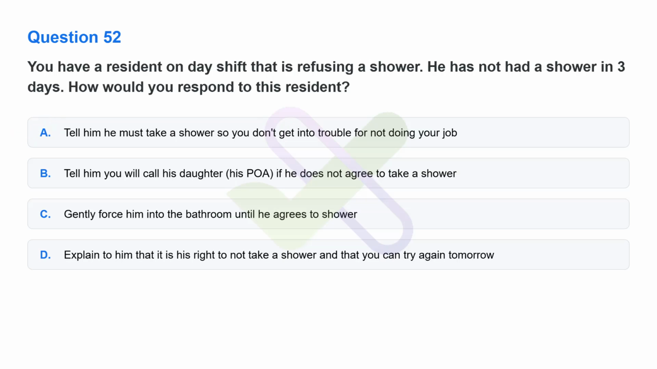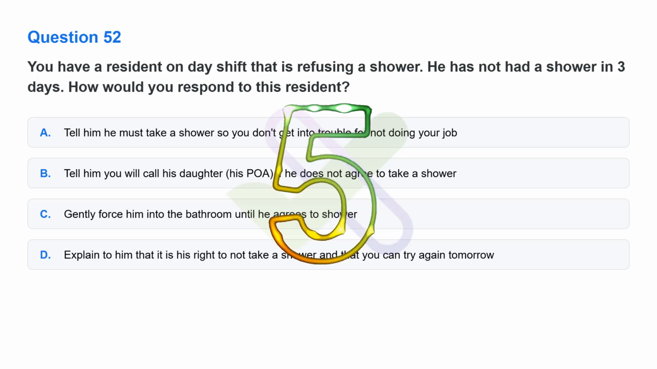You have a resident on day shift that is refusing a shower. He has not had a shower in 3 days. How would you respond to this resident? A, Tell him he must take a shower so you don't get into trouble for not doing your job. B, Tell him you will call his daughter, his POA, if he does not agree to take a shower. C, Gently force him into the bathroom until he agrees to shower. D, Explain to him that it is his right to not take a shower and that you can try again tomorrow.